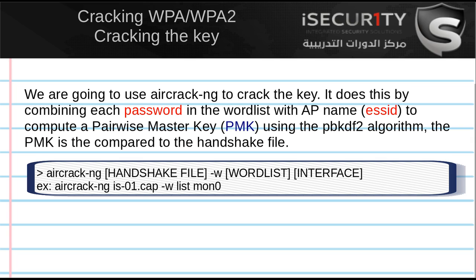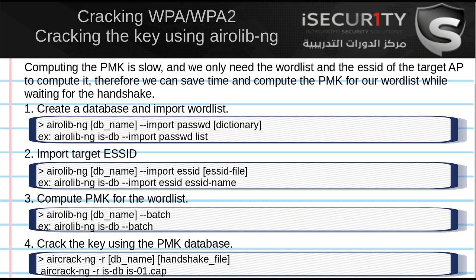Because as I said, converting the password to a PMK takes the most time. So while we're waiting, we can change each password in the list and create a new PMK list from our word list. And then once we capture the handshake, we can use our ready PMKs, and the cracking process is going to be much quicker. We're going to do this using airolib-ng. So let's see how it works.